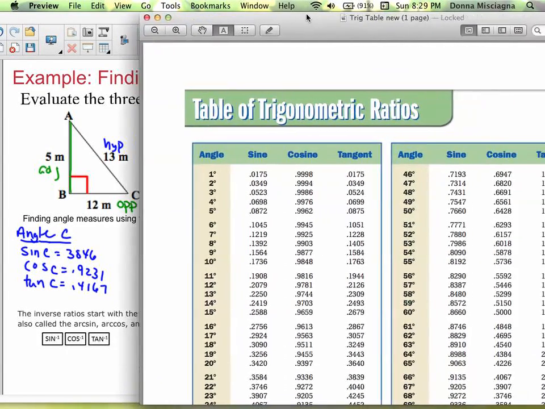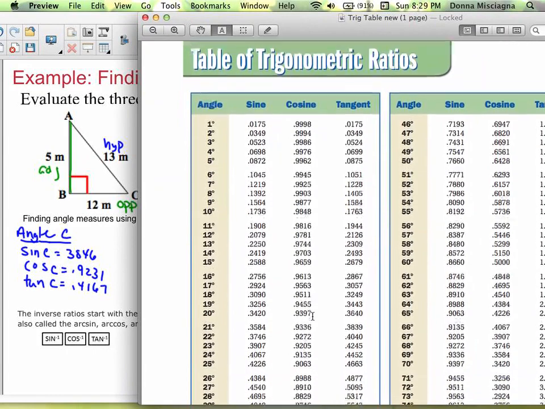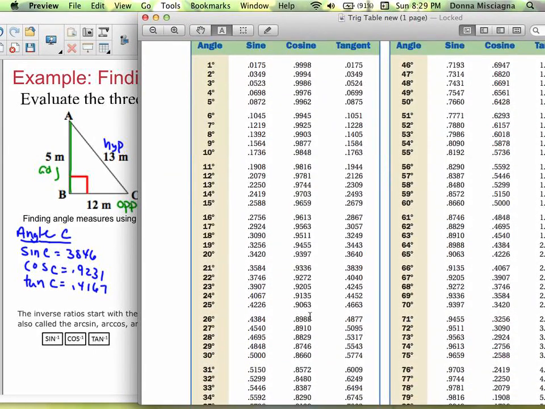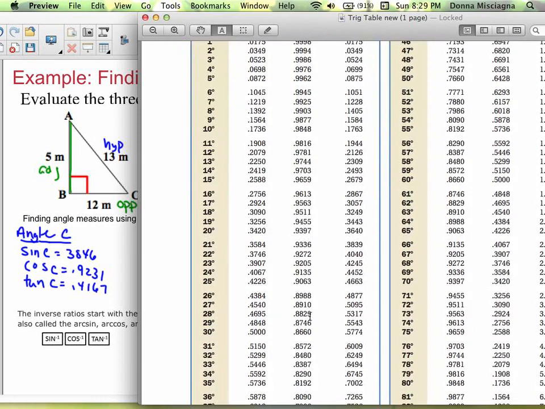Let's look for the 0.3846 first. We're looking down sine, in the 0.3s. I've got 0.3746 or 0.3907. Oh, it's pretty close. It's almost halfway in between those two, isn't it? It's missing a point there, but it's 0.1 away. I think it's just a little closer to this one.